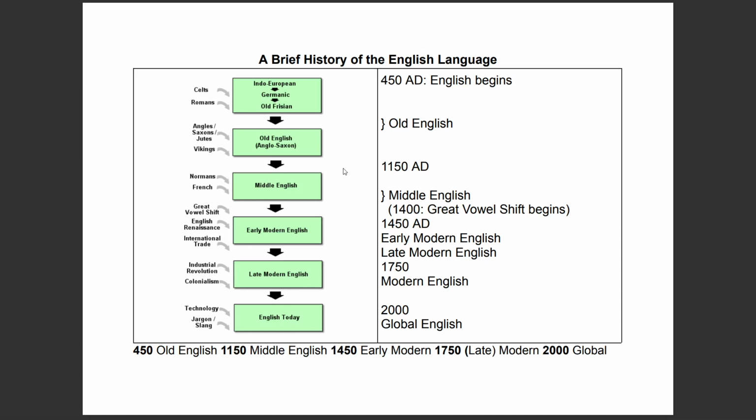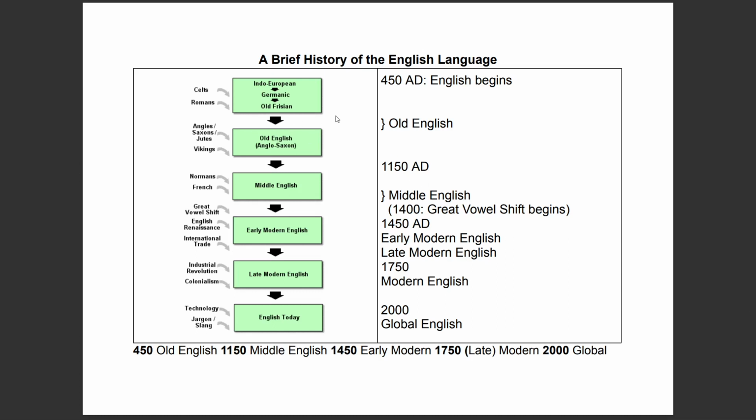So I'll start on this side and then I'll go through this side as well. So English is an Indo-European language. Indo means Indian. It can also refer to Iran. So that may sound strange, but basically that's a fact. English is an Indo-European language, and that kind of feeds into the Germanic family of languages. So English is a Germanic language, and then that kind of went into Old Frisian, which is an Old Dutch language.